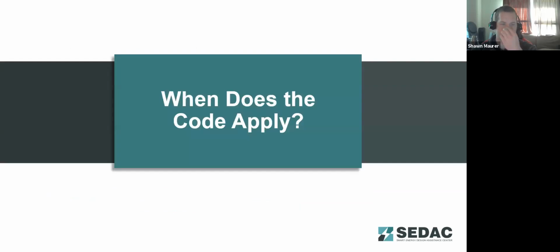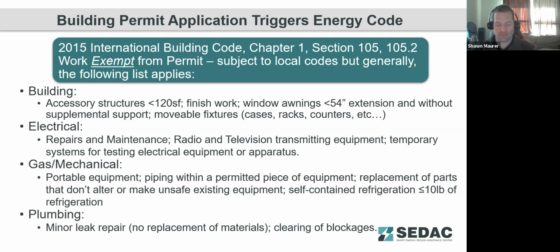So when do the energy codes apply? When you're working through a project, it is helpful to know if your project does have to comply with energy code minimum requirements. The 2015 International Building Code in the opening sections has a list of work that is exempt from a building permit, subject to local codes. But in general, this following list applies.